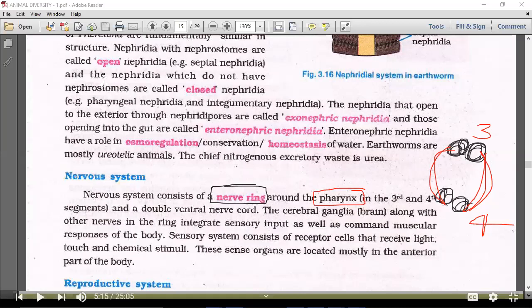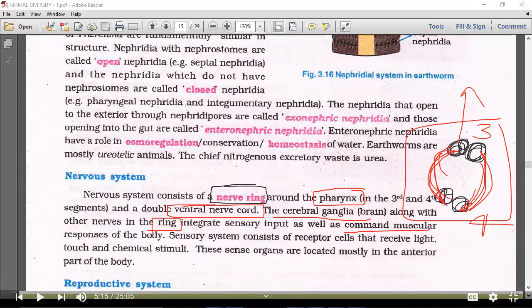Then after, a double ventral nerve cord. That I added a little bit. Double ventral solid nerve cord, which contains ganglia. Next, cerebral ganglia. Who is the cerebral ganglia? The suprapharyngeal nerve ganglia itself is called the cerebral ganglia, that is, the brain. Along with other nerves in the ring, the total nerve ring integrates sensory input as well as commands muscular responses of the body. Their sensory reception and sending messages command muscular responses of the body.